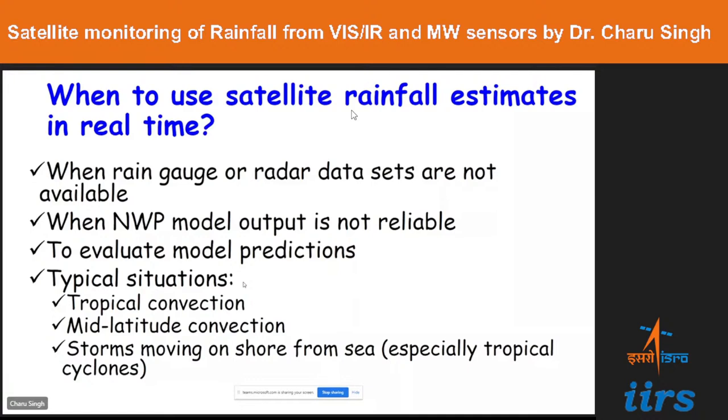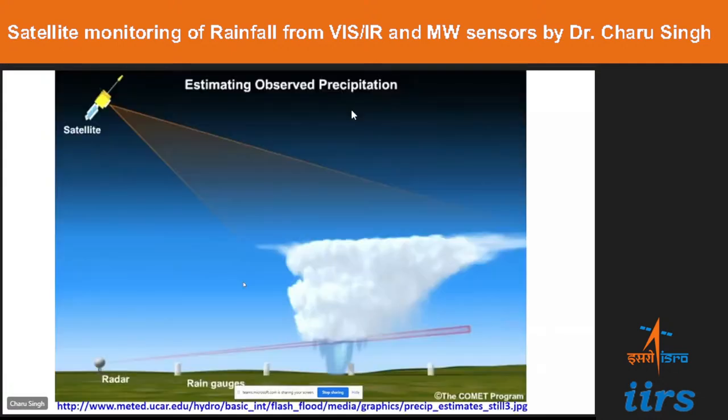And there are various typical situations. In those cases, we require the satellite data sets like the tropical convection, mid-latitude convection, storms moving onshore from seas, especially tropical cyclones, etc. For the monitoring of all these, we require the satellite data sets.